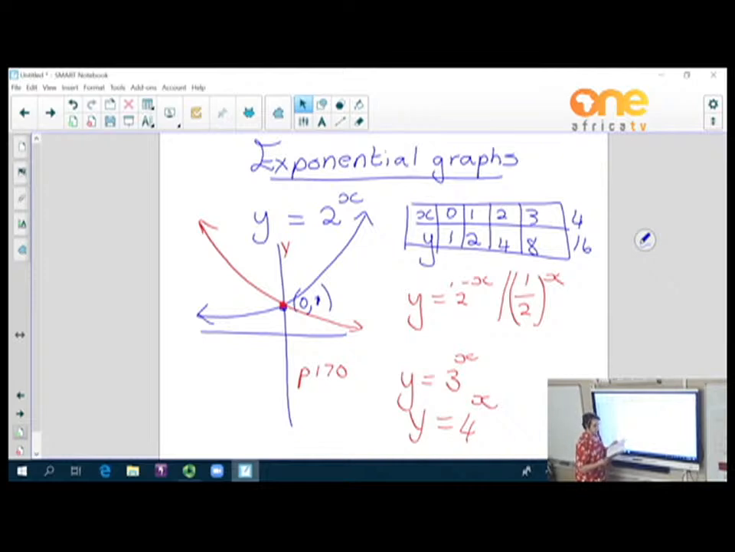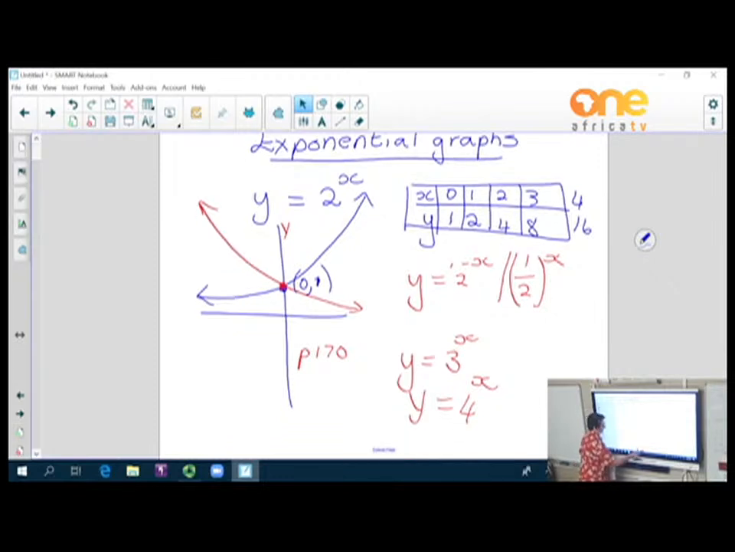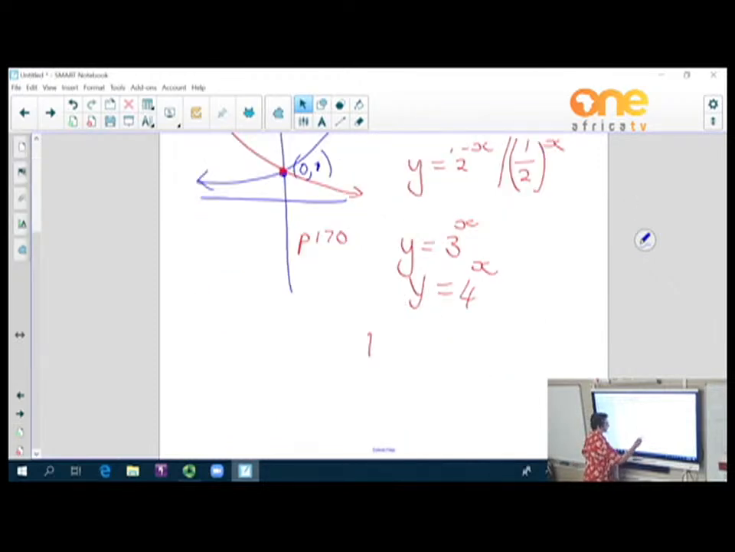Okay, now they say write down the domain and the range for these graphs. So let's just look a little bit at this, and this will now be for all those graphs. What would be the domain of 2 to the power of x? If you look here at your x values, then we can say that the domain x is an element of the real numbers, because x could be any number. What about the range?